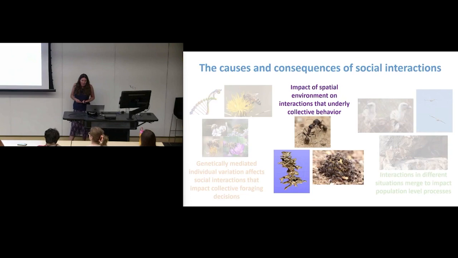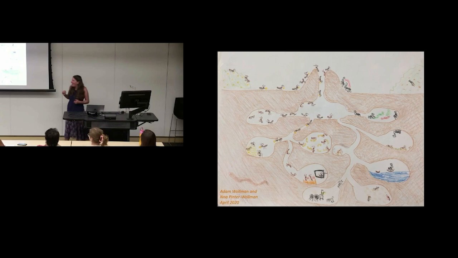The next story I want to tell you is about the impact of spatial environment on interactions and underlying collective behavior. And so if anyone has looked at ants for even a short amount of time, you might have wondered, what do ants do underground? So you've seen ants walk around, and then they go and they disappear in the ground.